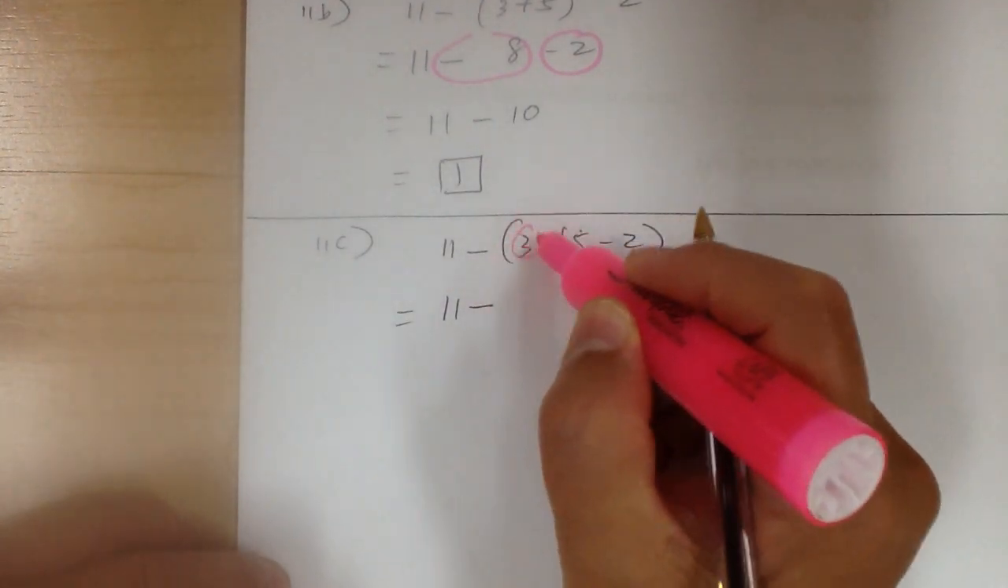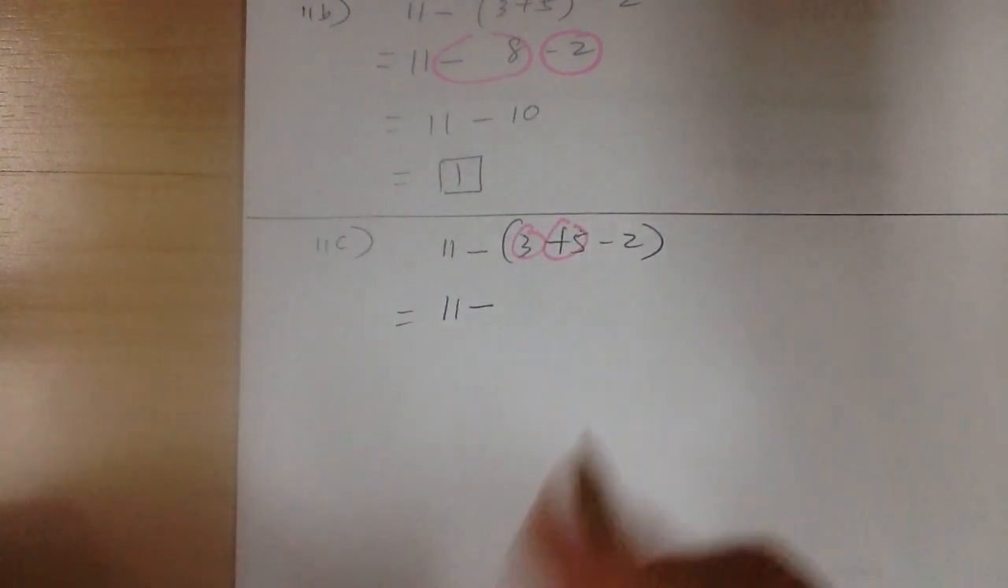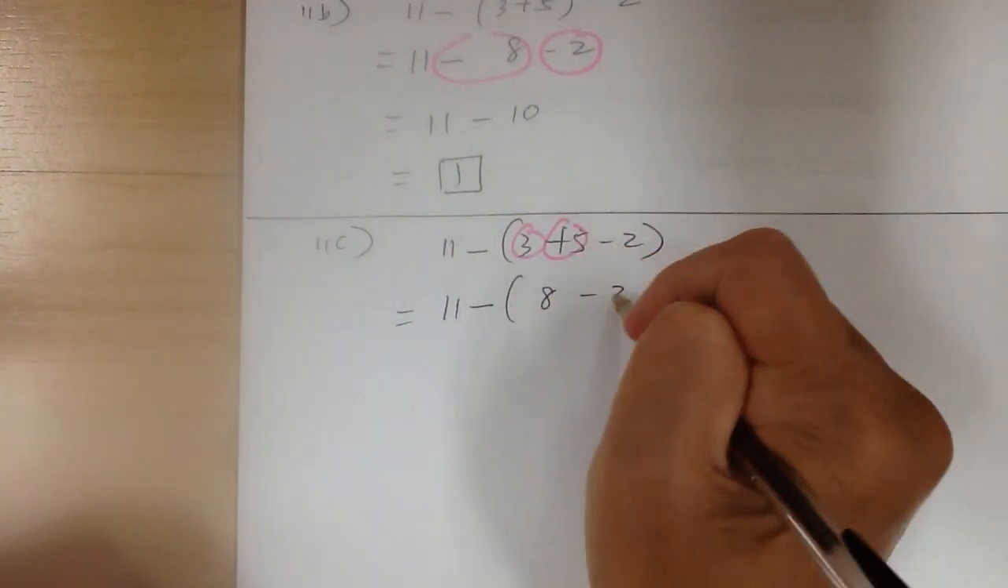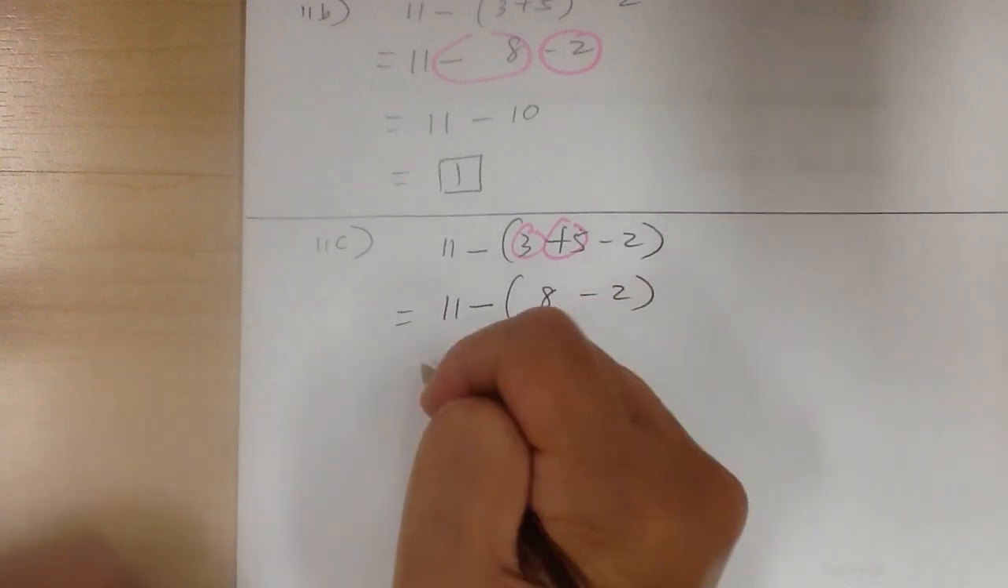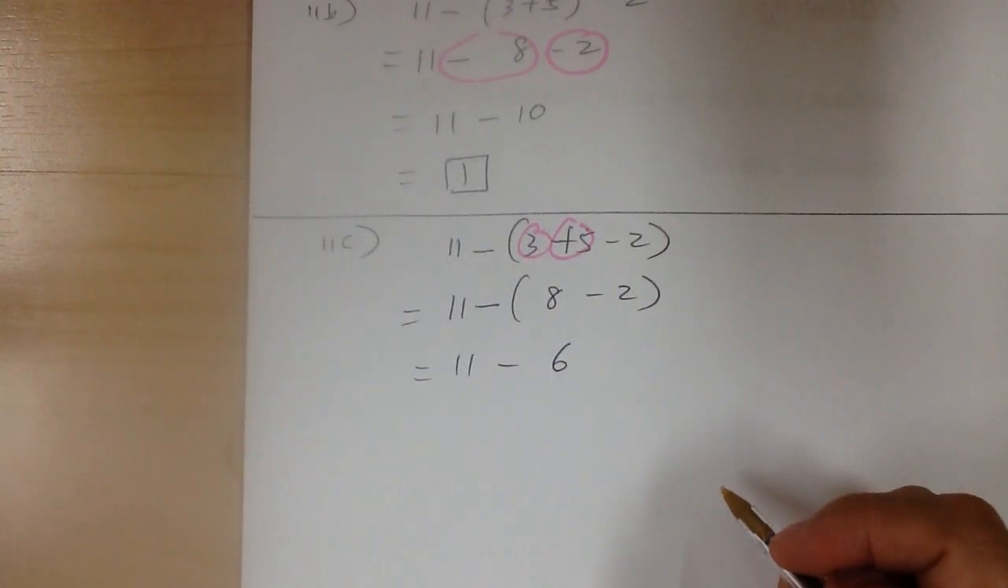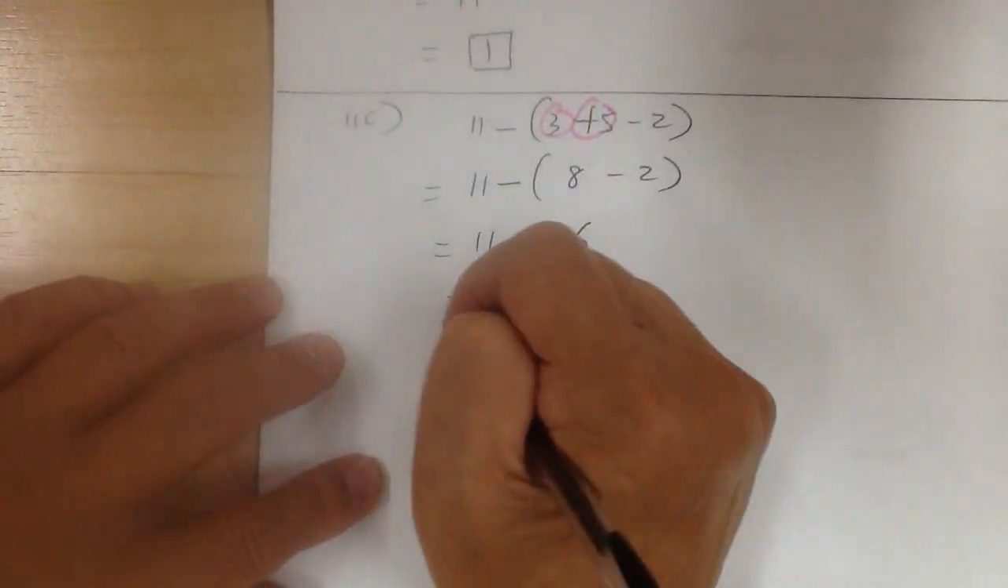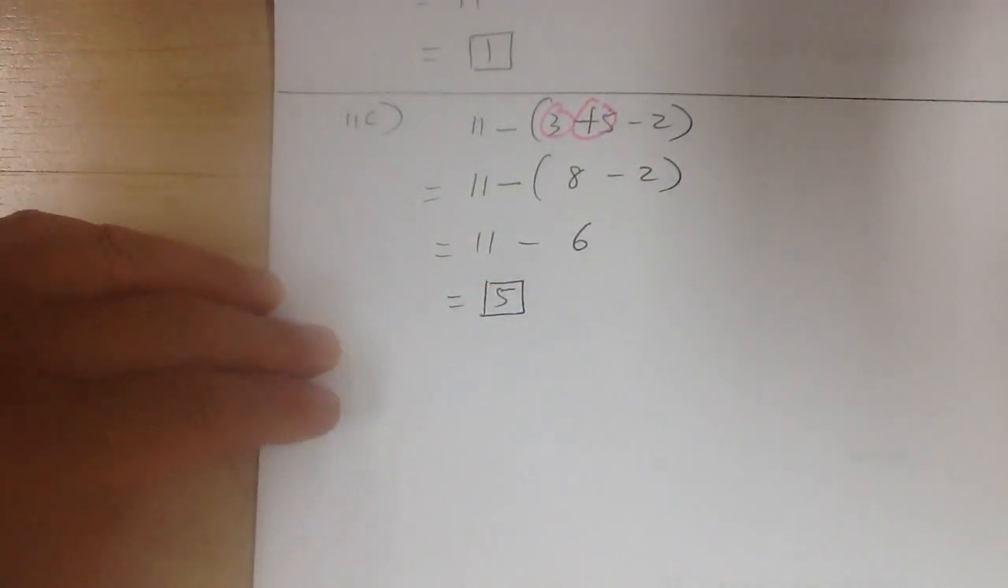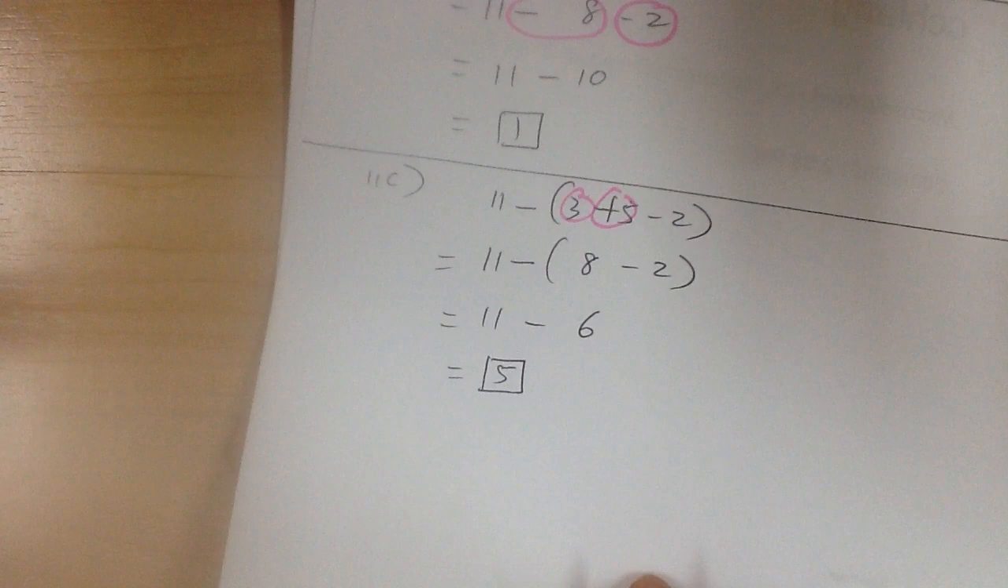So you can do the positive with the positive. So this will give you 8. Okay, and then after you can figure out this part. So 8 minus 2 is equal to 6. And then 11 minus 6 will equal to 5. Okay, let's go to the next one.